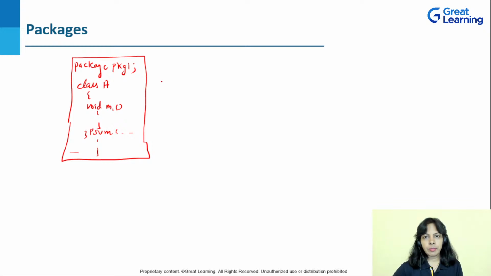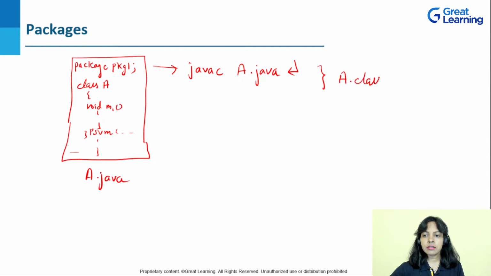Now, what will happen at the backend, guys? To compile this, what is the Java command? javac space name of the file. Suppose the name of the file is a.java. You'll press enter. It will compile successfully. After compilation, what happens at the backend? An a.class file is created, right? Where will this a.class file be stored? In the current working directory.